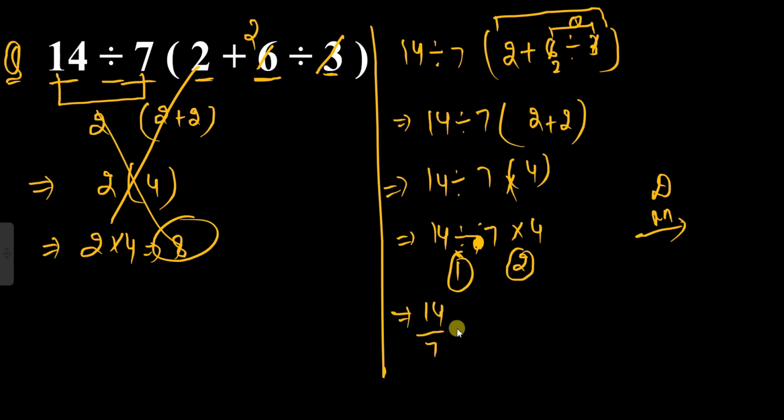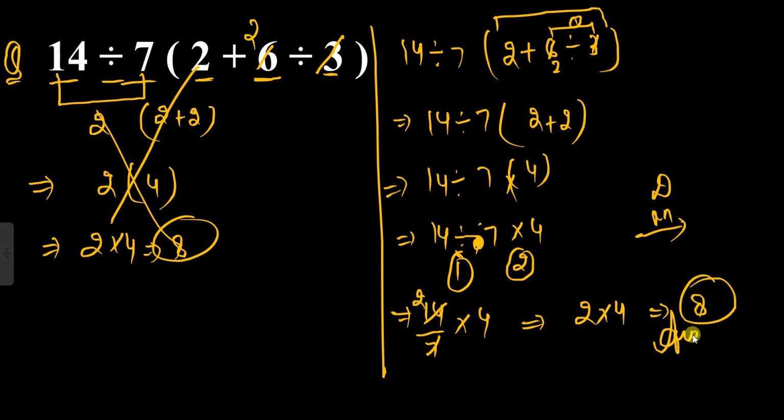Let's solve it further. 14 divided by 7 times 4. 14 divided by 7 is 2. 2 times 4 equals 8. This is the correct method and the right way to solve it.